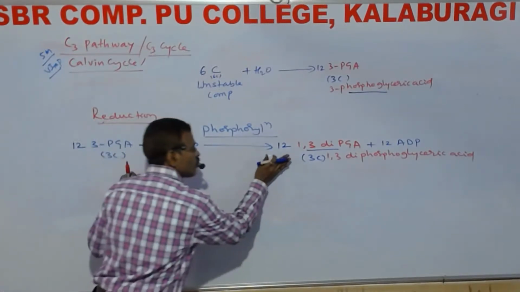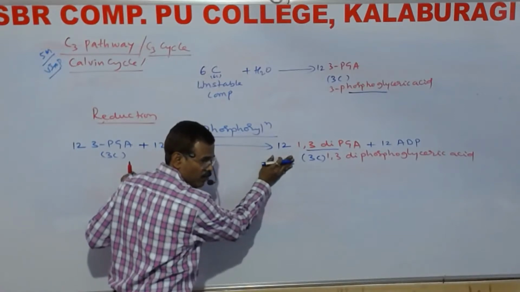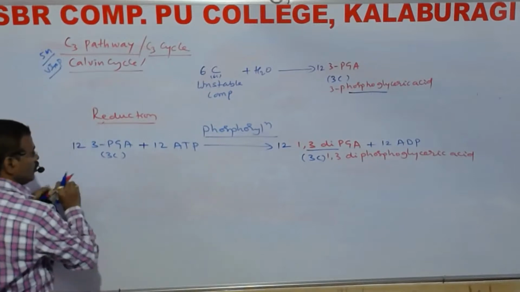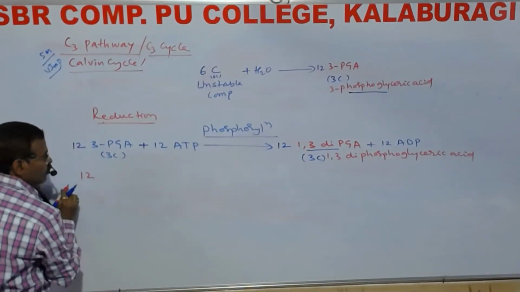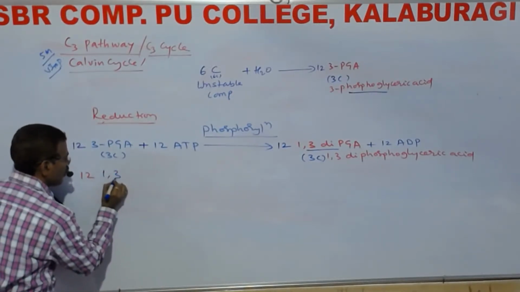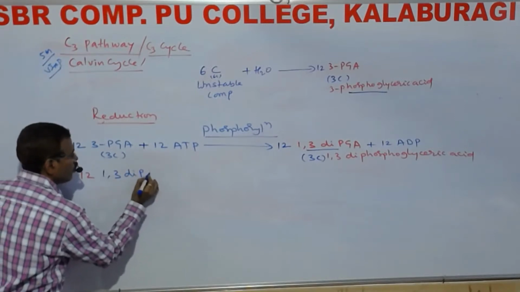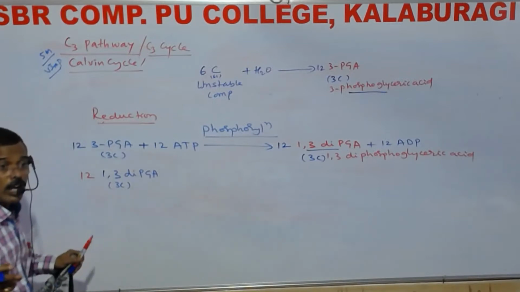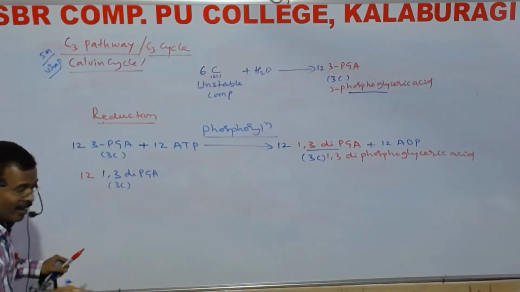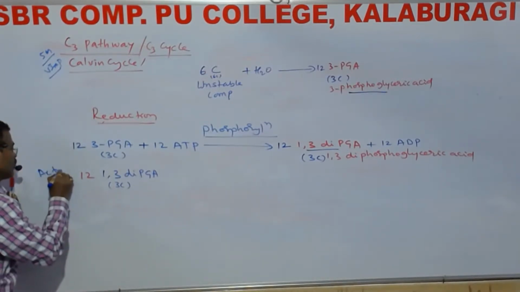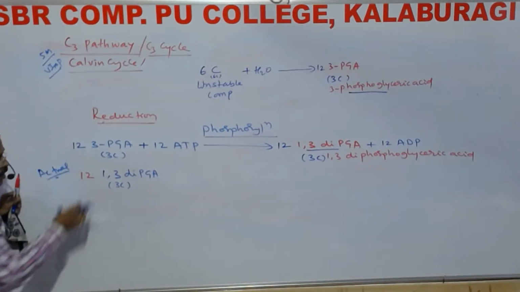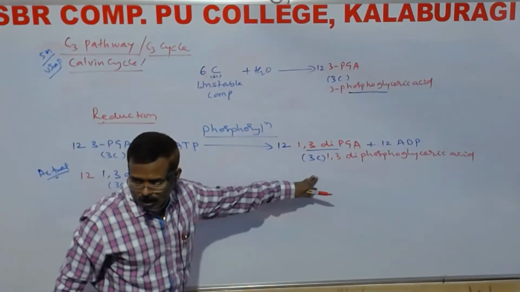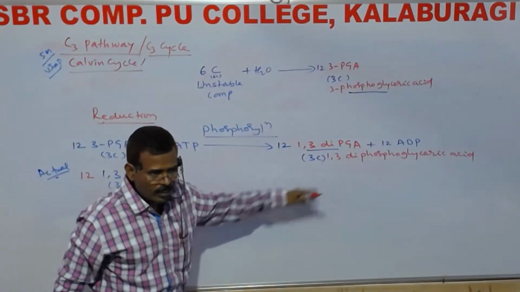Now, this organic compound is a 3-carbon compound. 12 molecules of 1,3-diphosphoglyceric acid, a 3-carbon compound, will be reduced now. This is the actual reduction step. Here, phosphorylation occurred that has resulted in 12 molecules of 1,3-diphosphoglyceric acid.